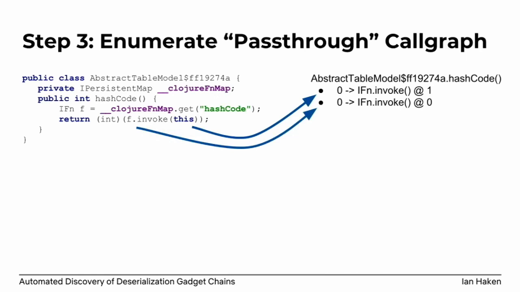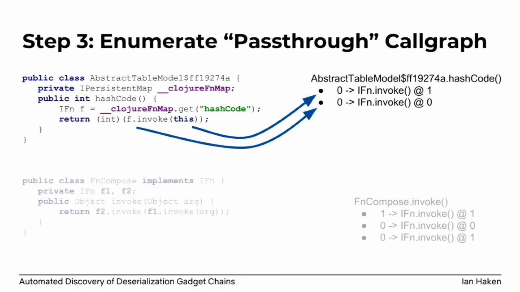And then similarly, we know that the F comes out of that closure map. We know that closure map is controllable if you control the this argument. So we know F is attacker controllable. So F, which is the implicit this, the function invoke, is also attacker controllable.